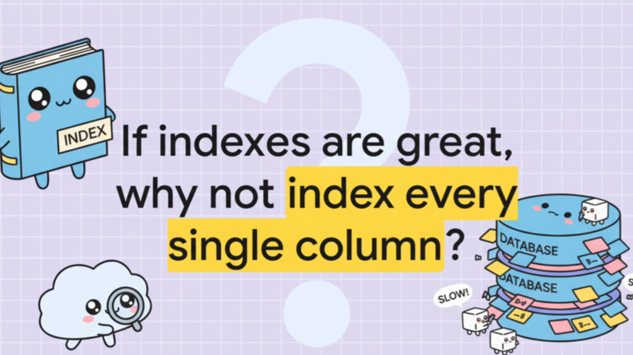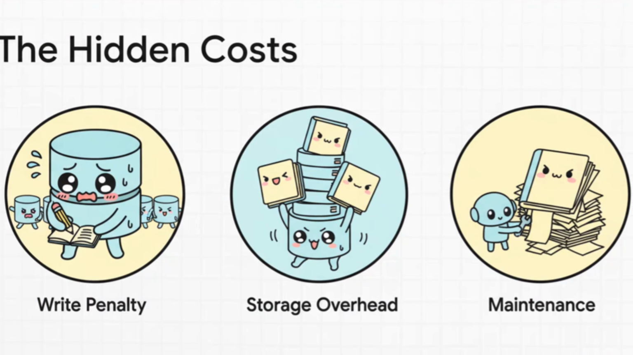But, as with almost everything in engineering, there's no such thing as a free lunch. And here is the price of that speed. While indexes make reading data incredibly fast, they actually make writing data slower. Think about it. Every single time you add a new record or update one or delete one, the database has to do double duty. It has to update the table, and it has to update every single index. That write penalty, plus the fact that indexes take up extra storage space, is the trade-off we have to make.